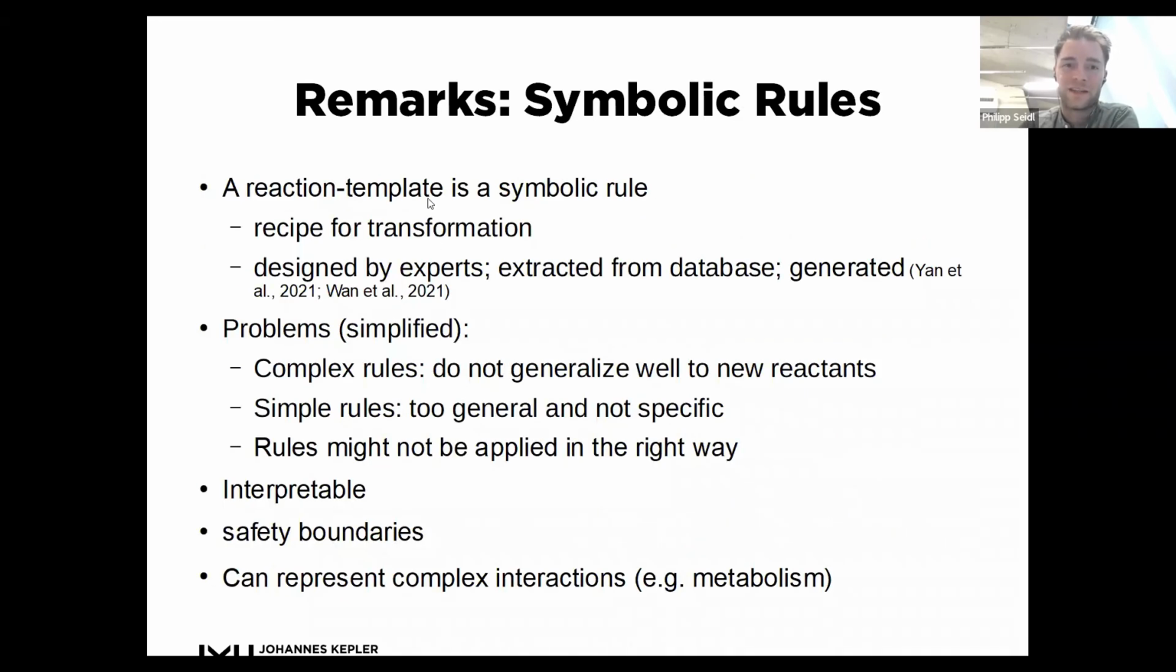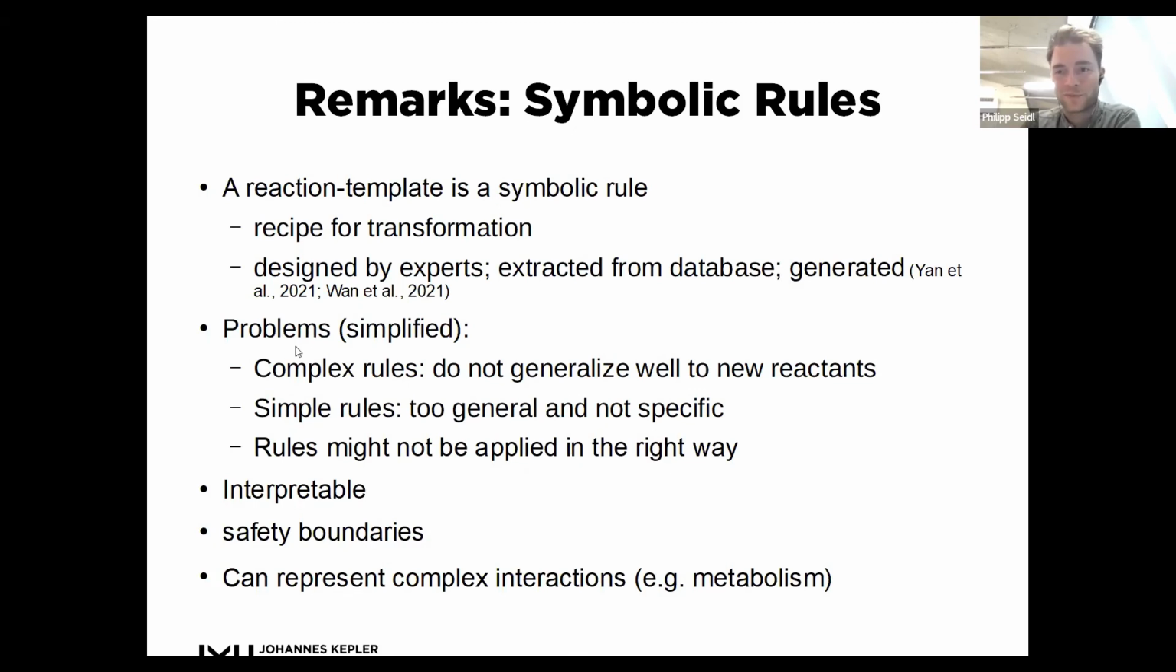At the end, I want to also give you a remark on symbolic rules. So let's zoom out a bit, because reaction templates are essentially a symbolic rule, and this does not apply only in the chemical setting, but to so many other settings. The reaction template actually is a recipe for the transformation. It describes what is happening. And it can be designed by an expert, as I already noted. It can be extracted from a database, but it can also be generated.